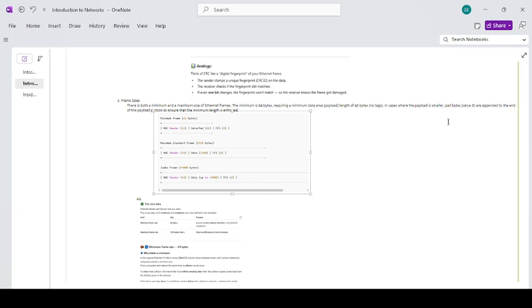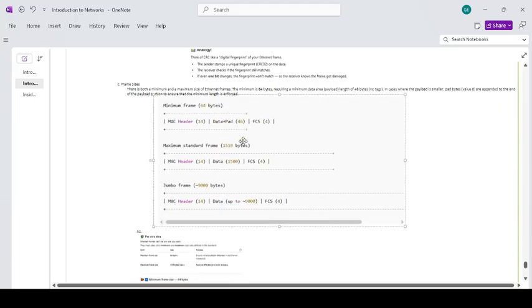So in cases where the payload is smaller than the minimum of 48 bytes, pad bytes, which have value 0, are appended to the end of the payload portion to ensure that the minimum length is enforced.